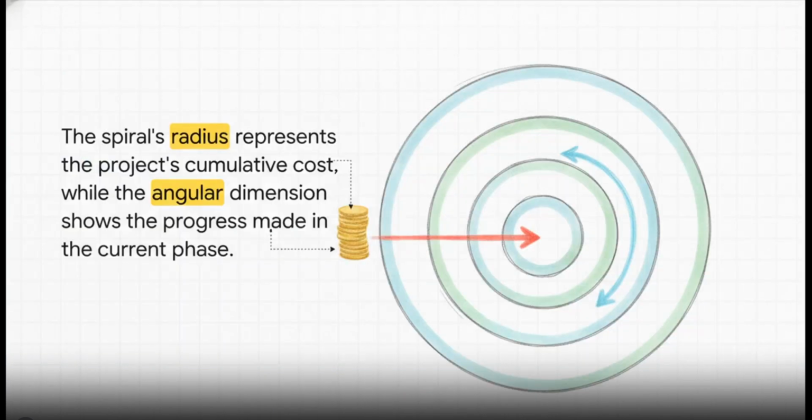I absolutely love this visual. As you go through each loop, the spiral gets wider and wider. That growing radius, that's your project cost piling up. And the angle, how far you've traveled around the circle, that's your progress. It's such a smart, simple way to see exactly how much you've spent and how far you've come.